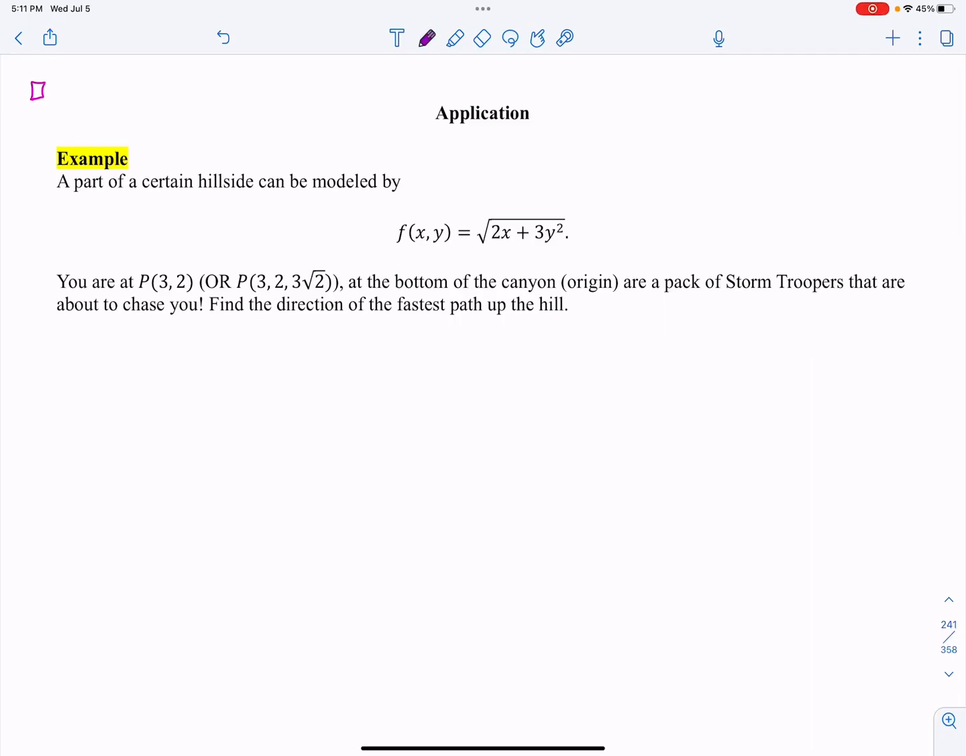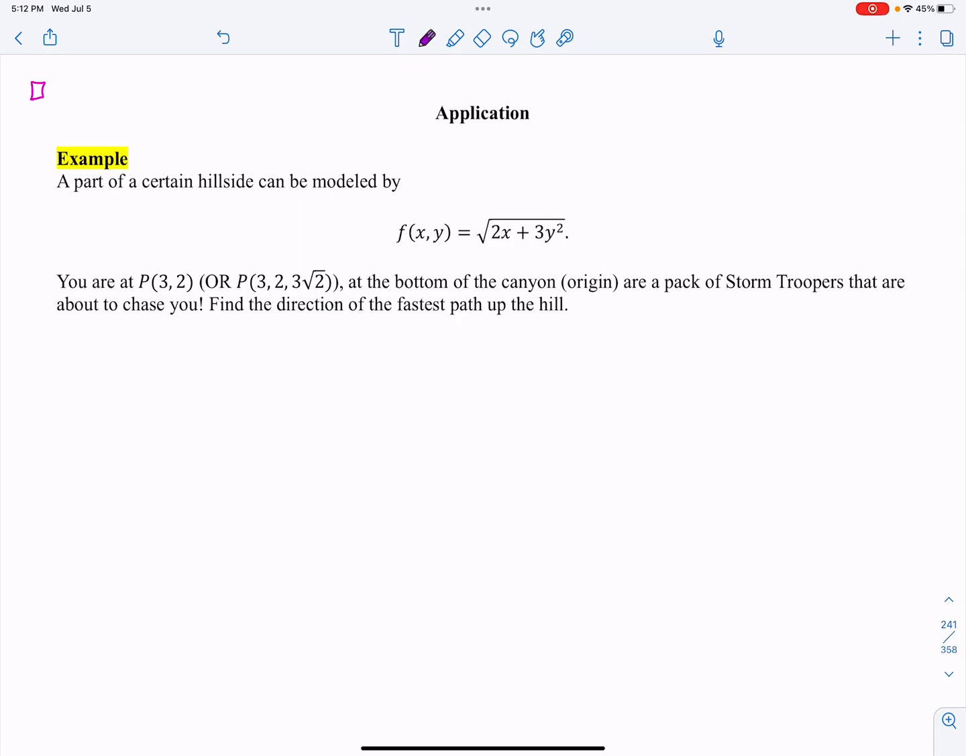This video will continue our discussion of the directional derivative and the gradient by an application. A part of a certain hillside can be modeled by that function. You are at the point (3, 2), and if we plug those x's and y's in, we can get 3√2 for a z component. At the bottom of the canyon, at the origin, there are a pack of storm chasers that are about to chase you. Find the direction of the fastest path up the hill.